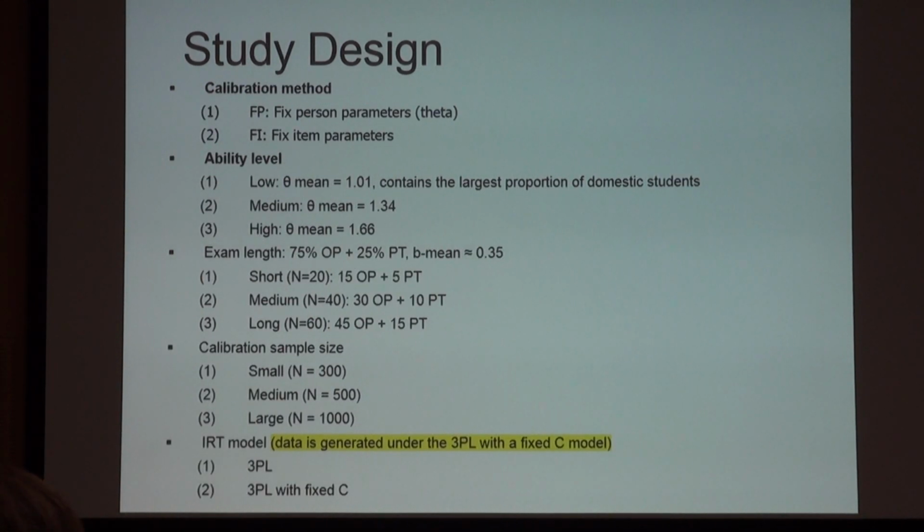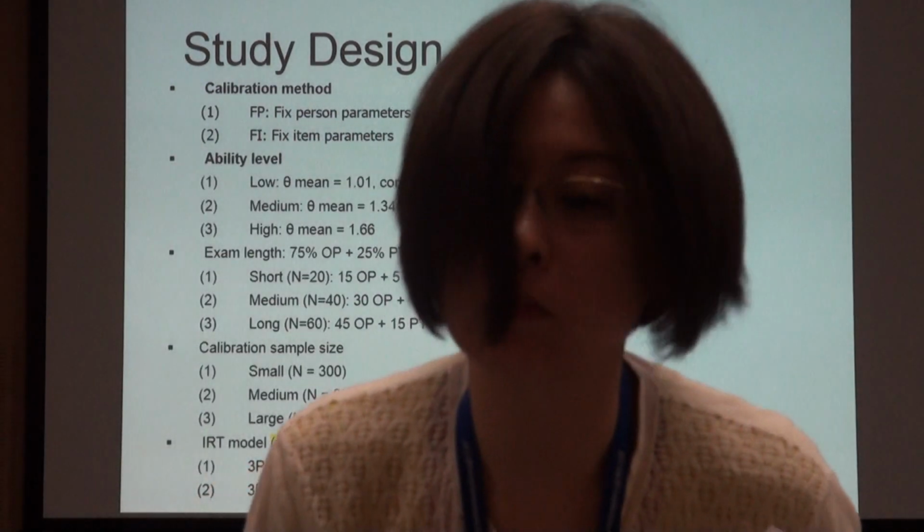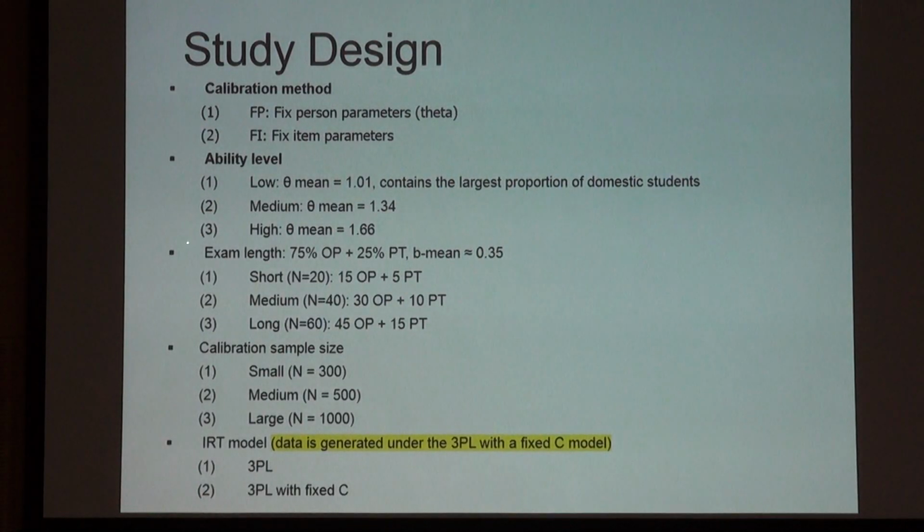So here is the design. Calibration method and ability level are two major factors. The low ability level contains the largest proportion of domestic students, and the theta mean is about 1, which is closer to the item pool B parameter mean, which is 0.35.